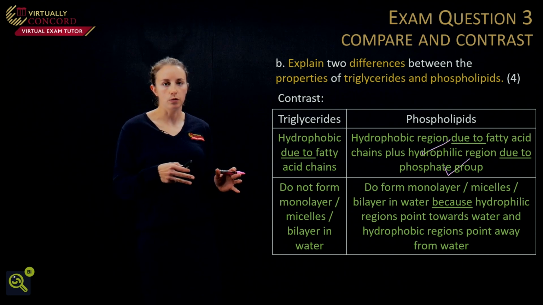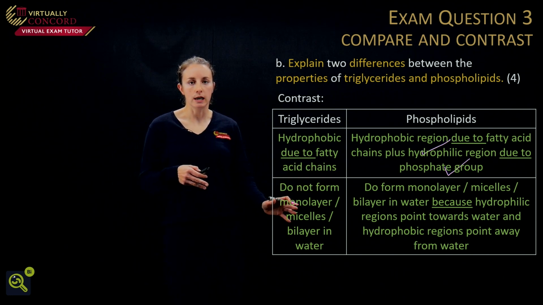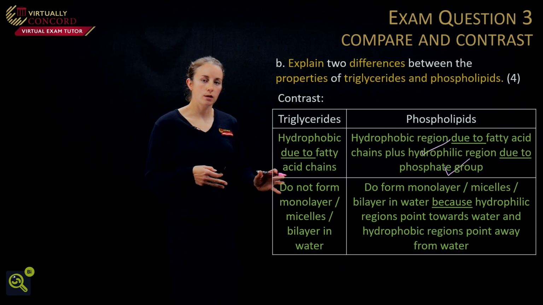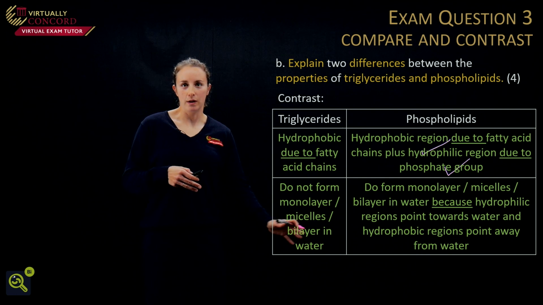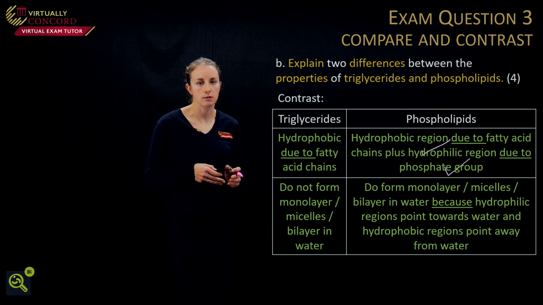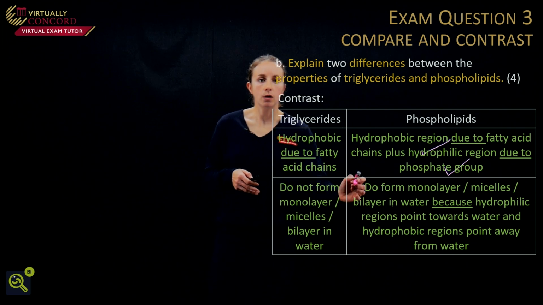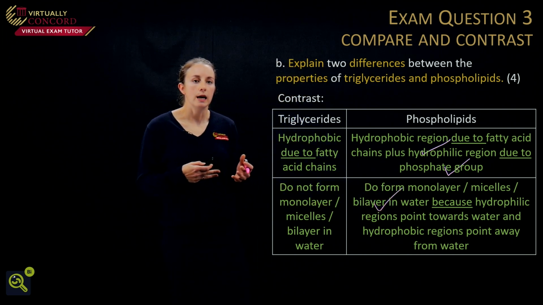The second part of the mark scheme is for talking about monolayers, micelles or bilayers. You do not need to talk about all 3, you can pick one of these. And essentially phospholipids can form them, triglycerides can't. This is one reason why it's quite useful to use a table, because it's quite tempting just to ignore the fact that triglycerides don't do something. So it is useful to have a table in here to force that direct comparison. So you get 1 mark for having the direct comparison, and then your second mark is for your explanation.